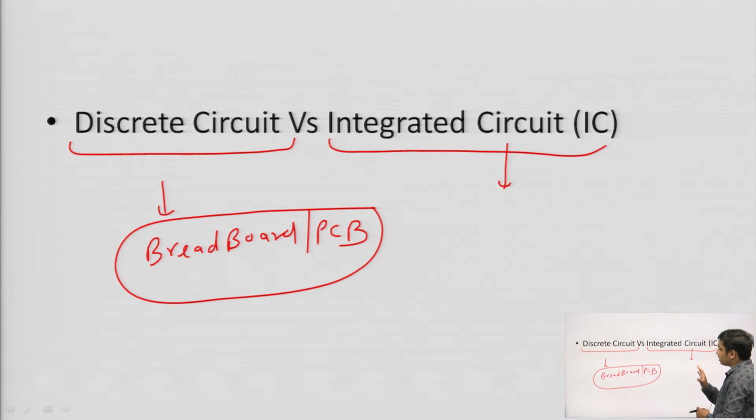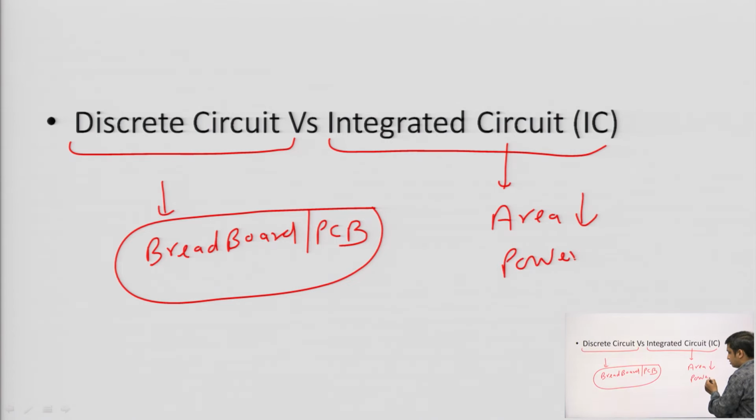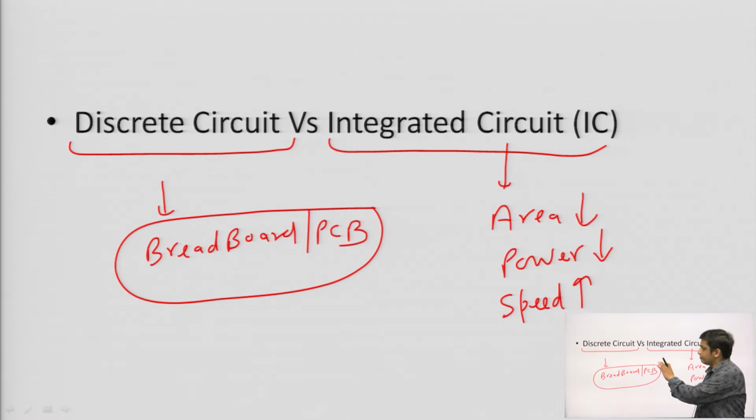Fine. But there are various advantages of integrated circuits. The area occupied by an IC is less, the power consumption of an IC is less, and obviously the speed is higher, and the reliability of an IC is more. Reliability is another factor, because when we design a discrete circuit, there is a lot of soldering, and that soldering can break. So reliability can be affected in a discrete circuit, but ICs are more reliable.